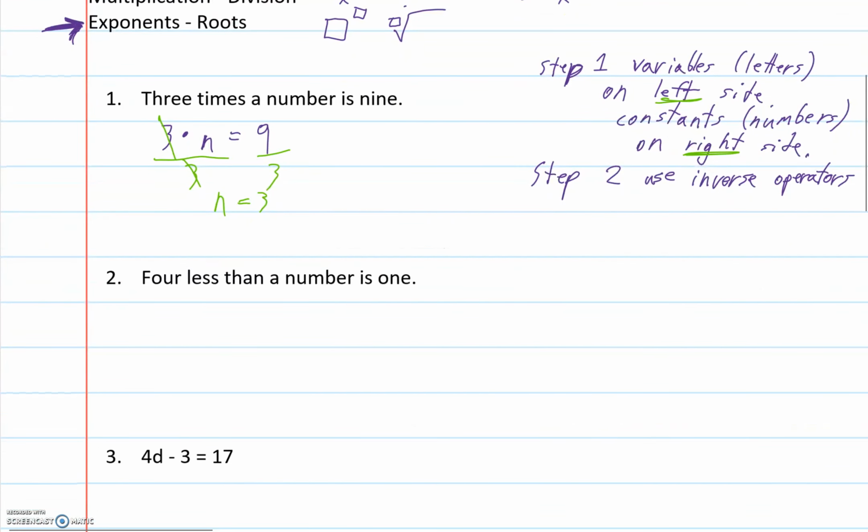We're going to go a little bit faster from now on. We've done a little bit of the preamble, so we're going to go faster. 4 less than a number: x minus 4 equals 1. We want to get the 4 over to the other side, so plus 4, which then means that x minus 4 plus 4 is x plus 0, or just x.